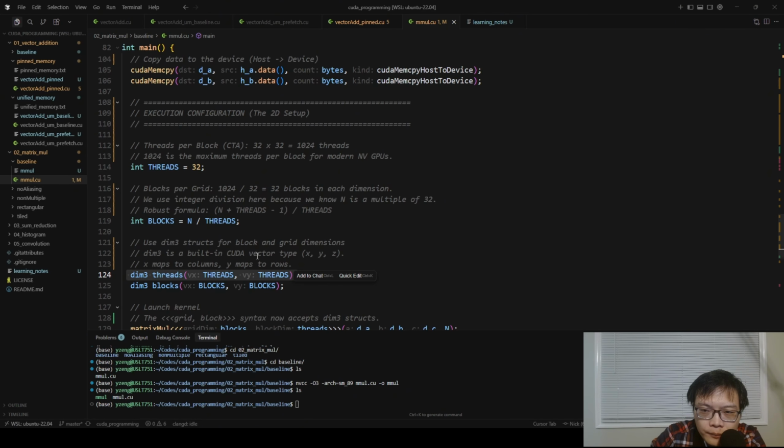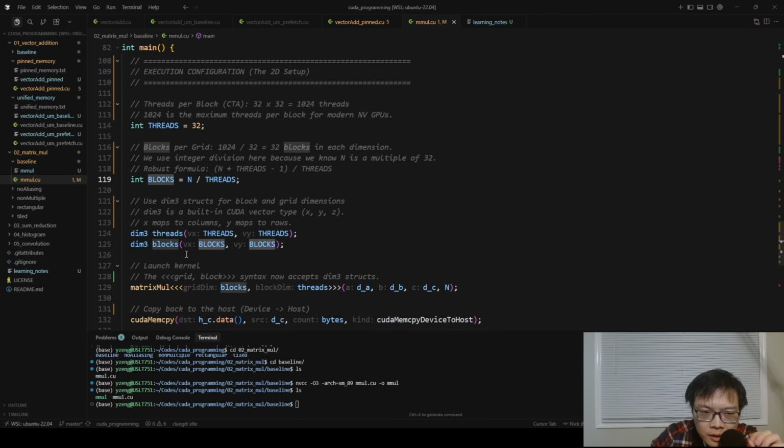And then for the grid, we calculate the blocks as n divided by threads. So n equals 1024 and threads equals 32. This divides perfectly into 32 blocks in each dimension. And dim3 blocks defines the grid of 32 by 32 blocks. In real-world scenarios, if n is not a power of 2, you must use the ceiling division formula, (n + threads - 1) divided by threads. I think we covered this in the previous vector add example. Otherwise, you will crop the edge of your matrix.